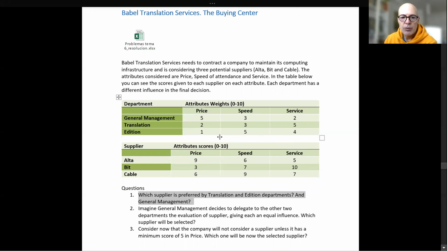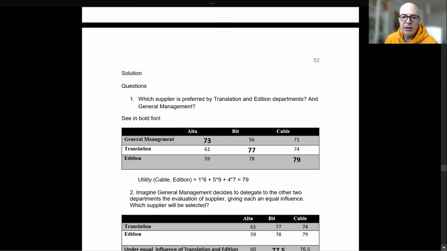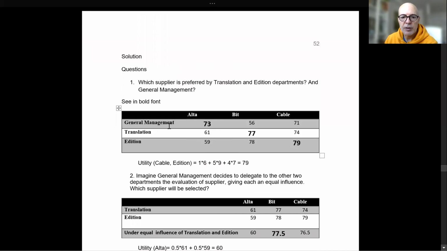We could do the same for the rest of the suppliers for the general management department, and the same for the translation and edition department, and we would get something like this. These are the utilities of the three suppliers, Alta, Bit, and Cable, for the general management, translation, and edition departments. In bold, you have the supplier that will be selected by each of the departments.